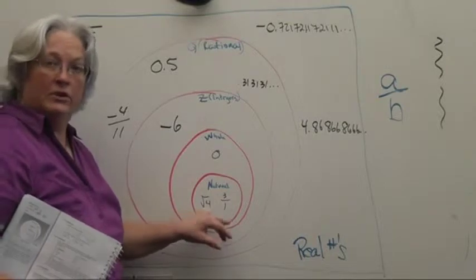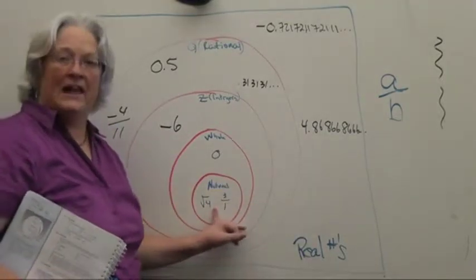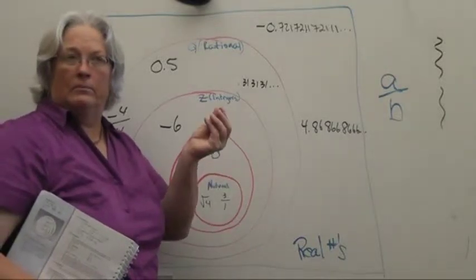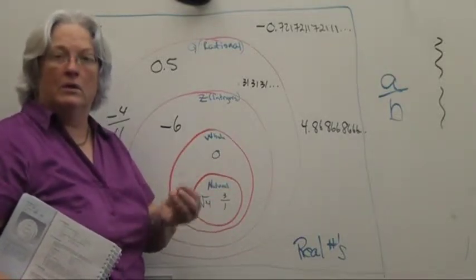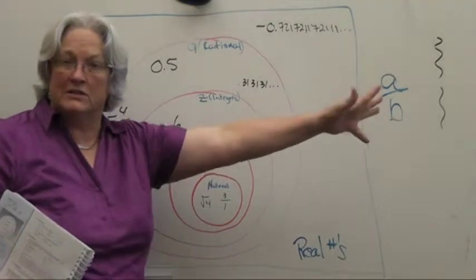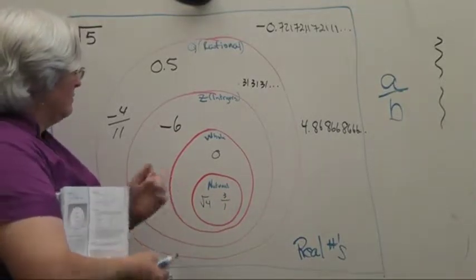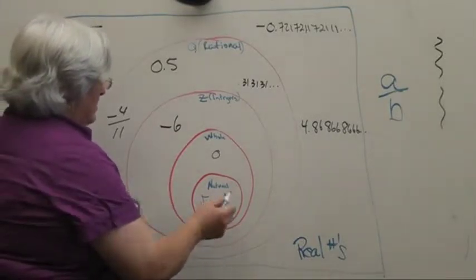Likewise, the square root of 4, that's rational. It's also a real number. But the actual value of the square root of 4 is 2, which is a natural number. 1, 2, 3, 4, 5, 6, 7, 8, 9. So 3 over 1 and the square root of 4 are natural numbers.